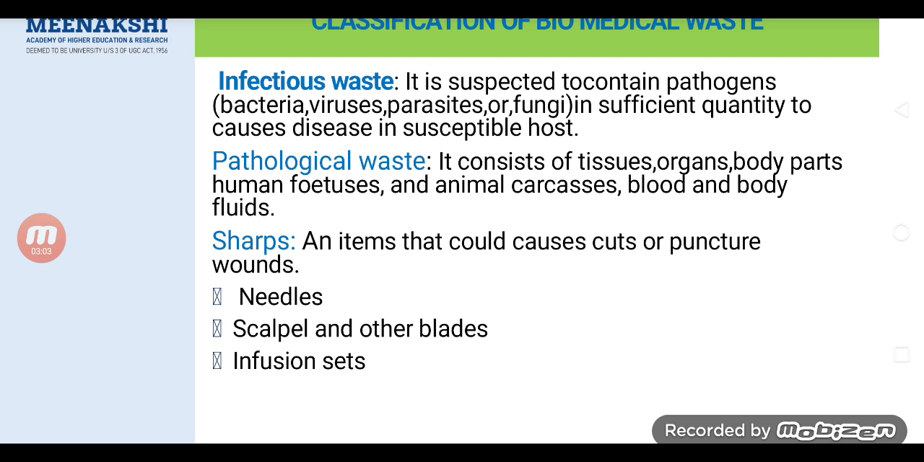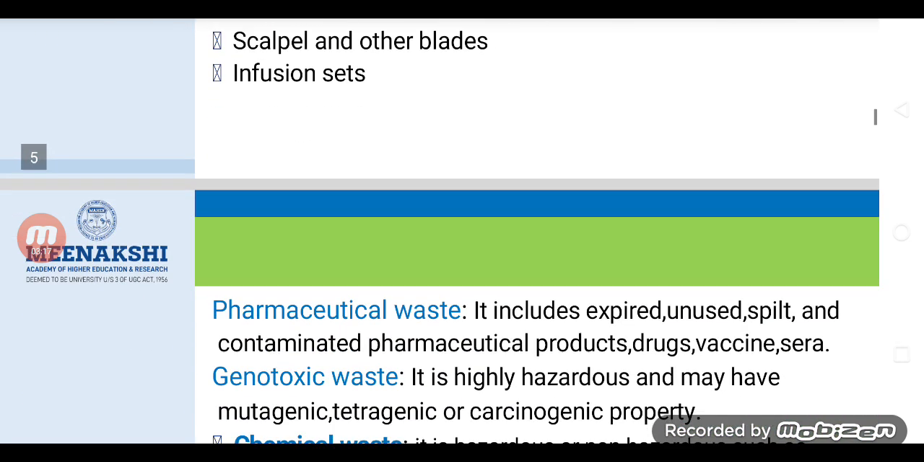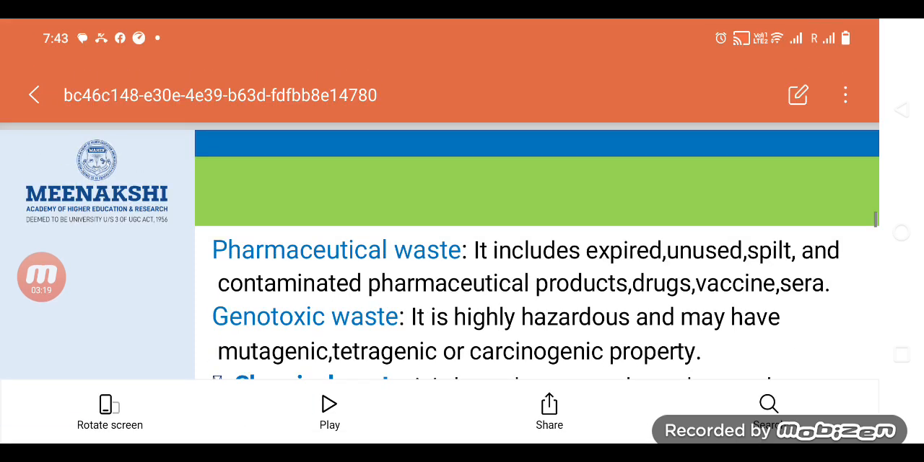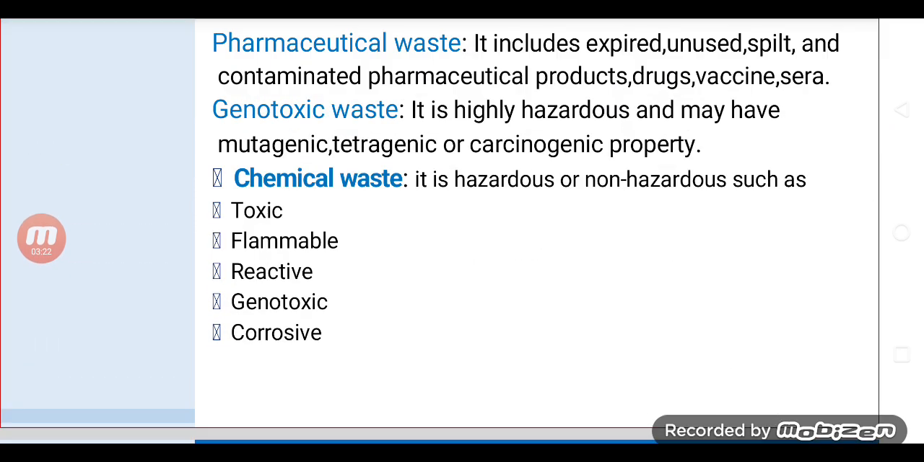Whereas sharps waste is any item that could cause cuts or puncture wounds, such as needles, scalpels, and other blades and infusion sets, which come under sharps waste. Next is pharmaceutical waste. It includes expired, unused, spilled, and contaminated pharmaceutical products such as drugs, vaccines, sera, etc.